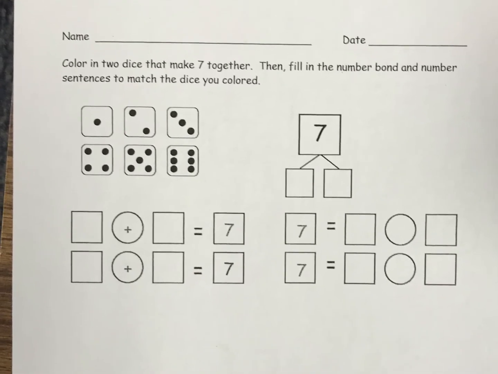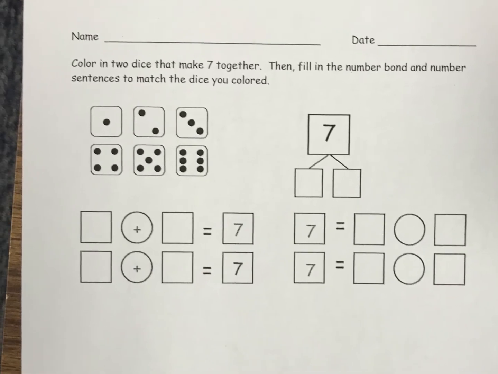Okay. Ooh, it says color in the 2 dice that make 7 together. Okay, flip it over. You need out 1 crayon. 1 crayon, and you will have it out in 5. And your desk will be shut quietly in 4, 3, 2, 1, 0. We're going on. You got to be ready. Got to be with me.